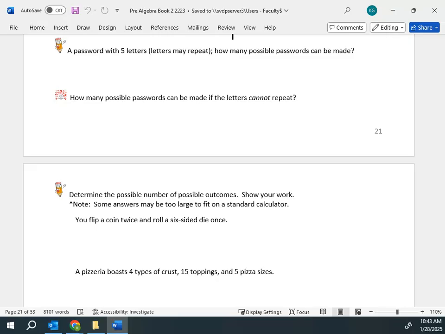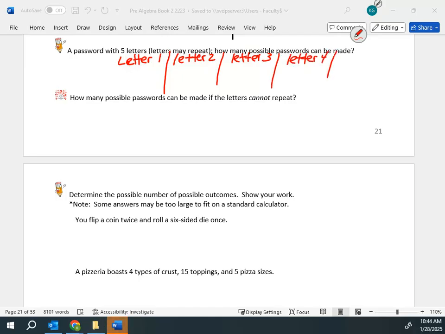So, how many events do I have here? 5. There's 5 letters. Each letter in our password is an event. So we have letter 1, letter 2, letter 3, letter 4, and letter 5. Then we need to put number of outcomes. How many outcomes for letter 1? How many letters are in our alphabet?